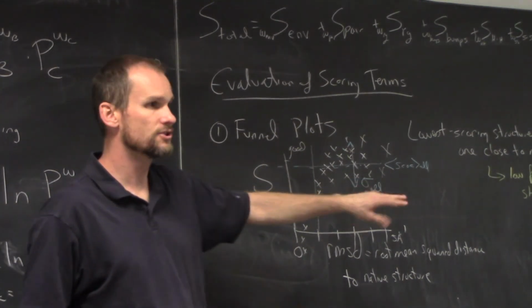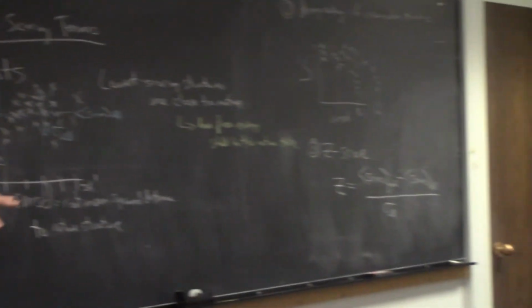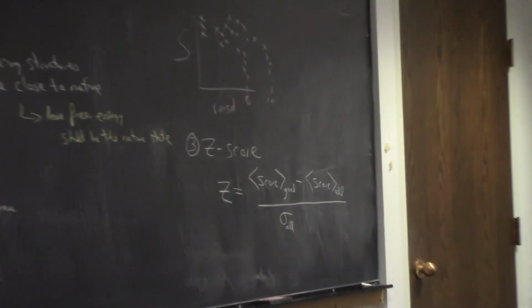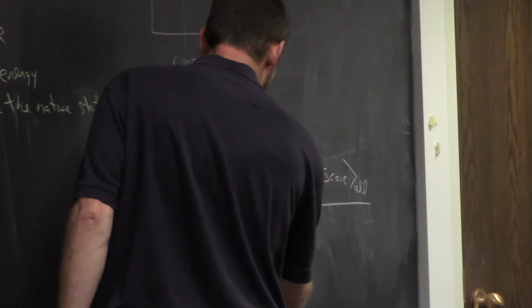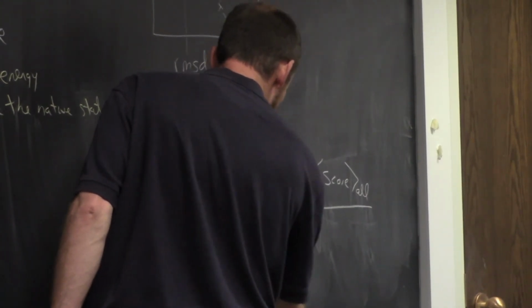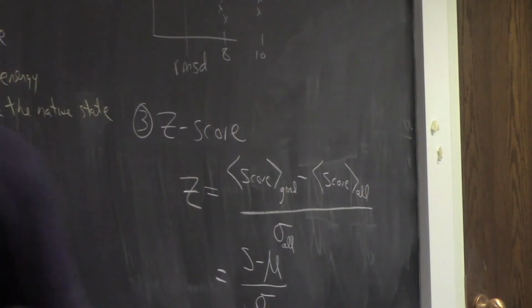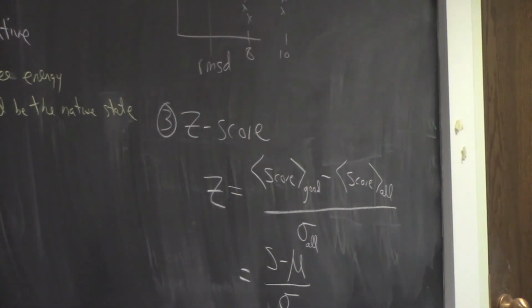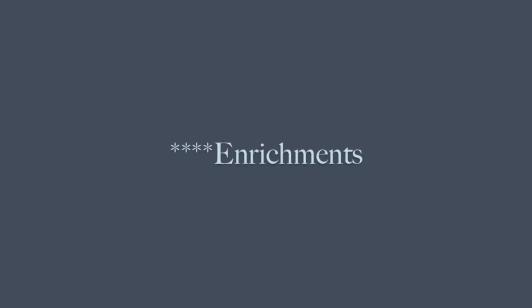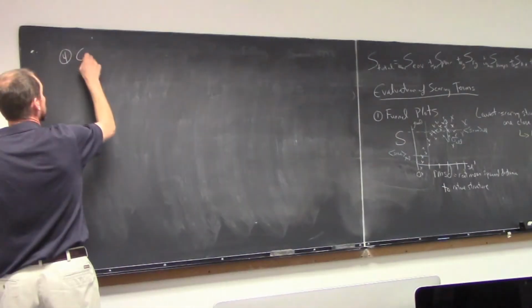That's what a z-score is in general in statistics. It's how many standard deviations below the mean you show up. So this is a general score minus an average over the standard deviation. So typically if you see that greater than 1 standard deviation, that's good. The more the better. What's called an enrichment.